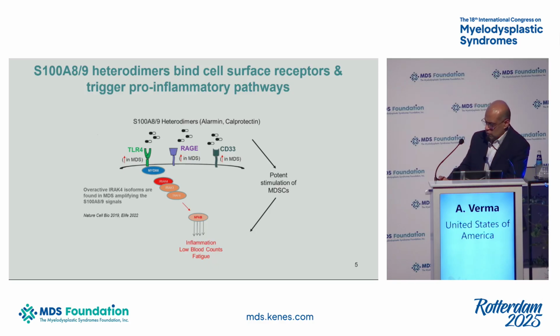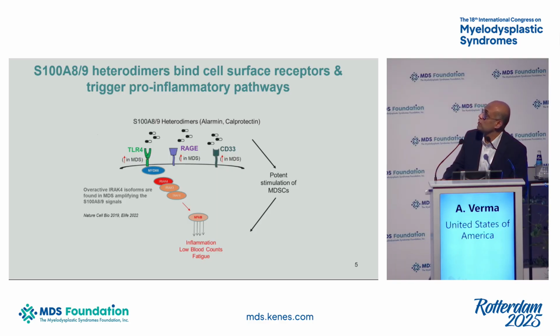So this is just a simple cartoon. S100A8/A9 heterodimers bind to a set of cognate receptors. These are 3 that have been well studied in myeloid cells: toll-like receptor 4, RAGE, and CD33. And the downstream signals, what I show for TLR4, is actually through MyD88 and IRAK, and this has been a well-studied pathway that's overactivated in MDS.